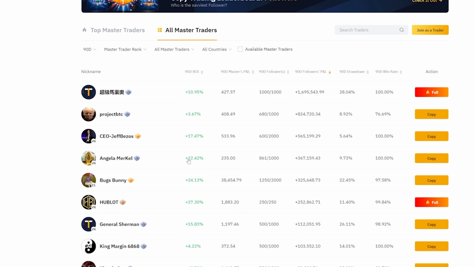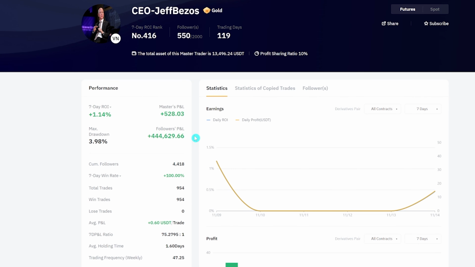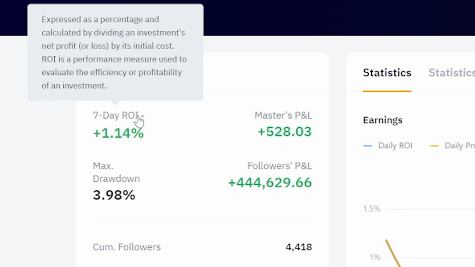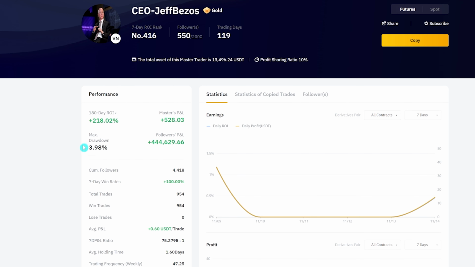Now you can actually click on the trader that you're actually interested in. For example, let's say you are interested in this one, Jeff Bezos. I'm going to click on that, and that's going to open up a new complete tab. So from here, I'll again change this to 90 days. Again, you can push this to 120.